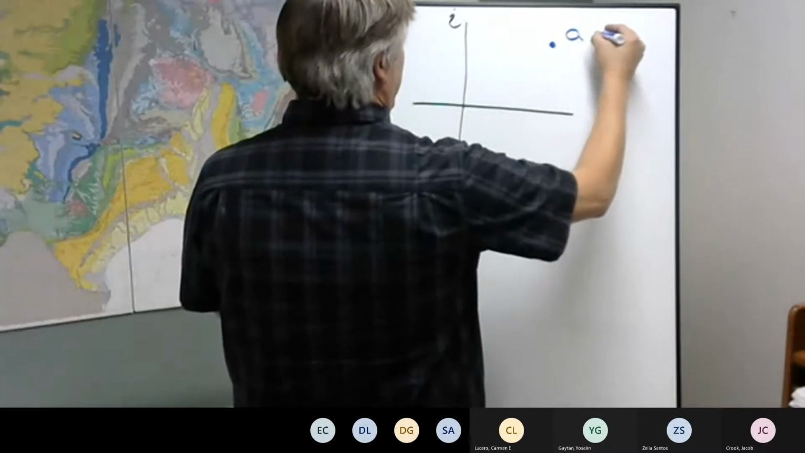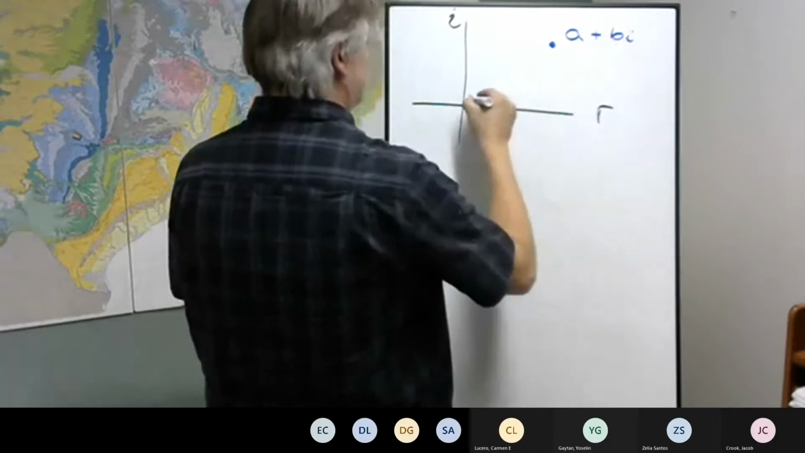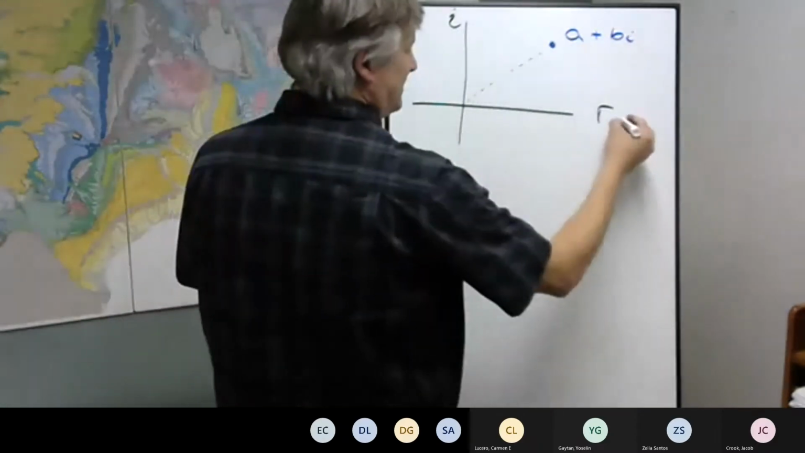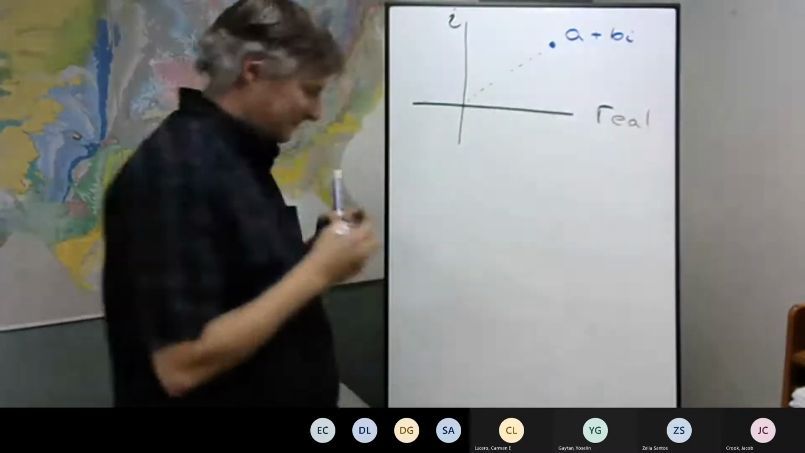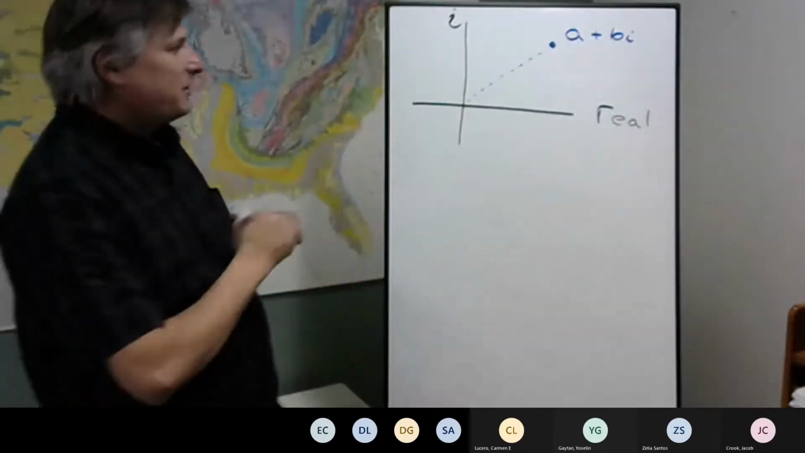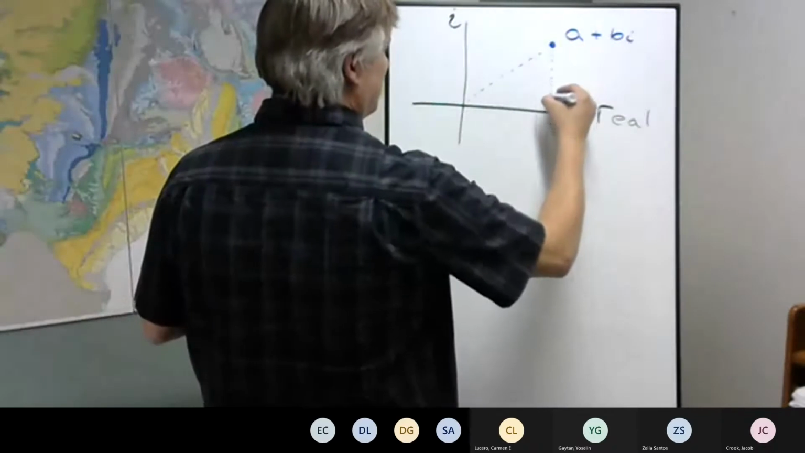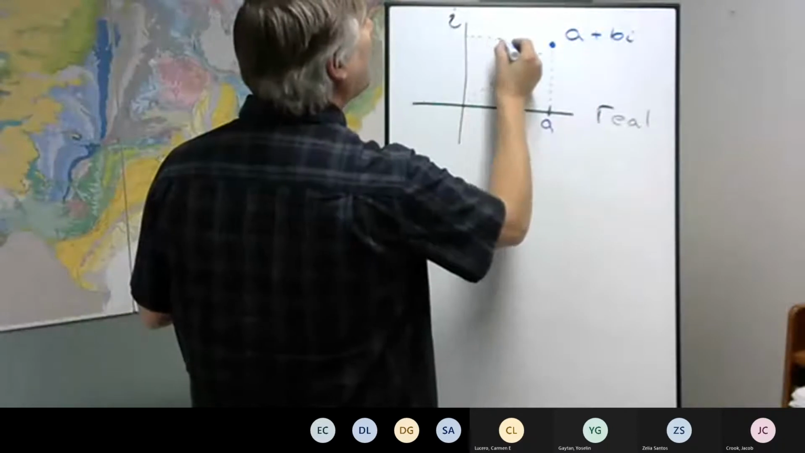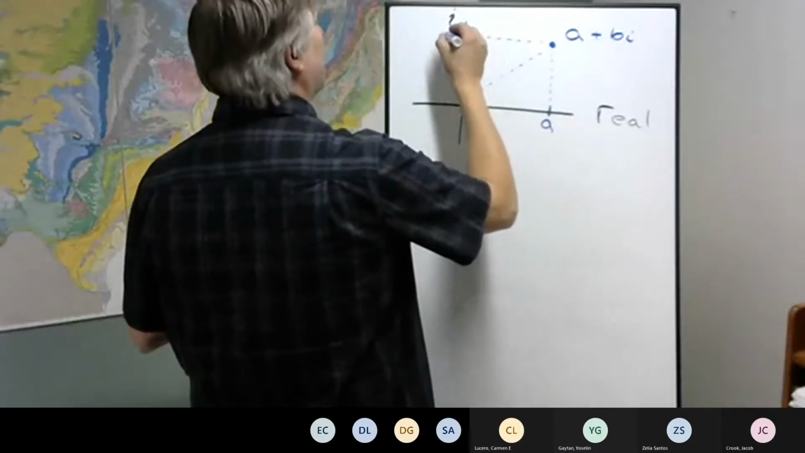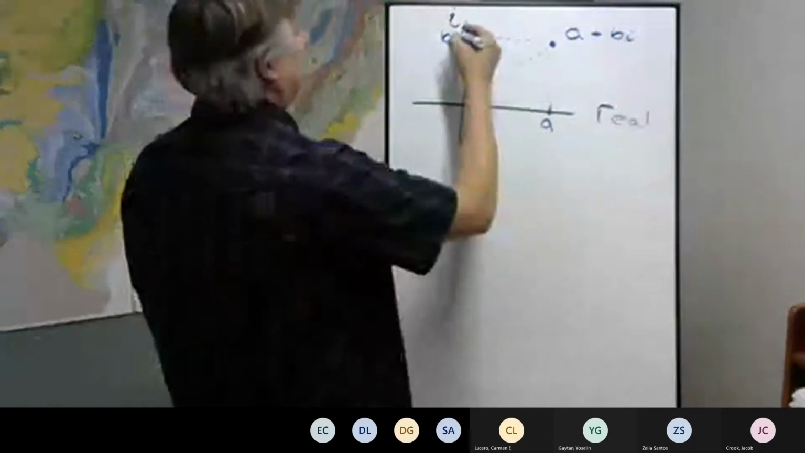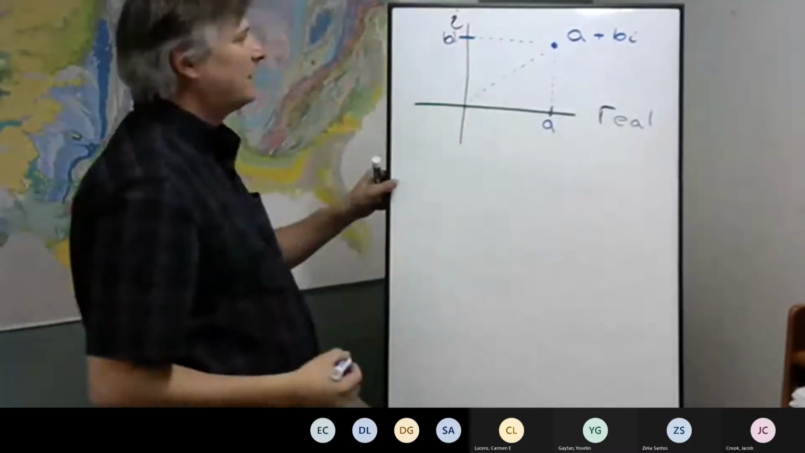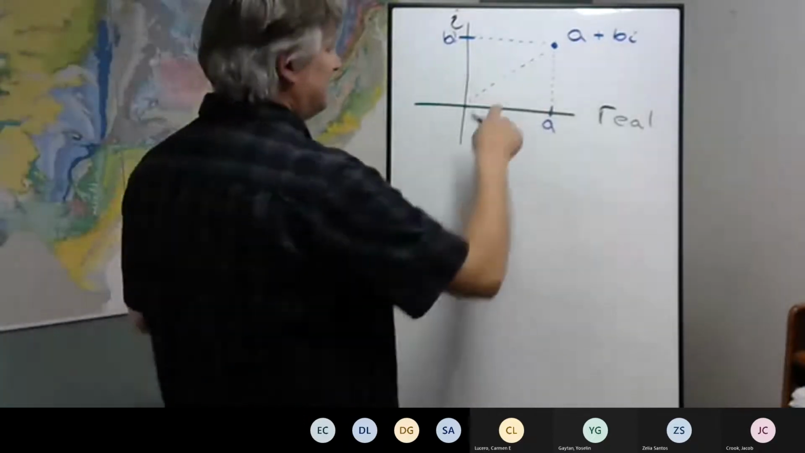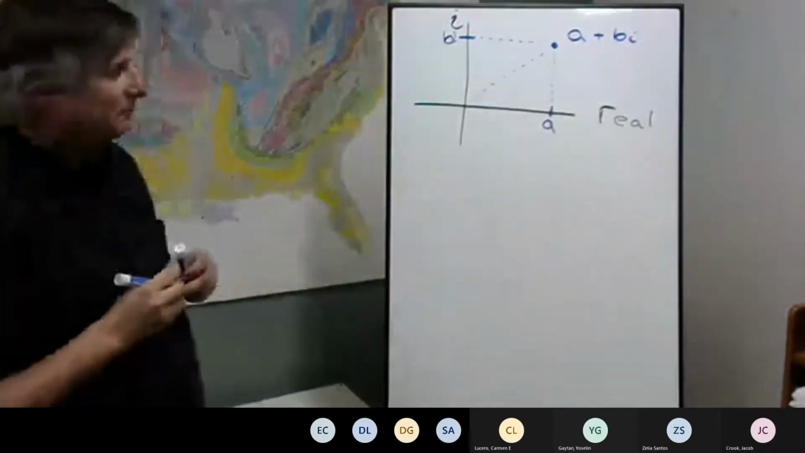So if we have a plus bi, I'm going to label this real because we're going to need the letter r in just a little bit. Well, it's located at a and b. Let's see, we do have an i and bi. Now, this makes an angle theta with the real axis.